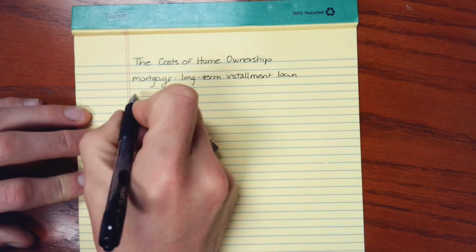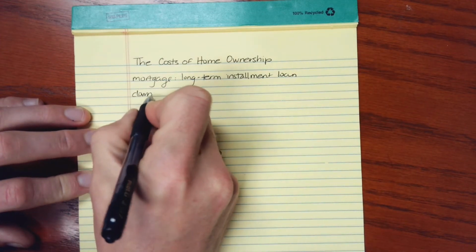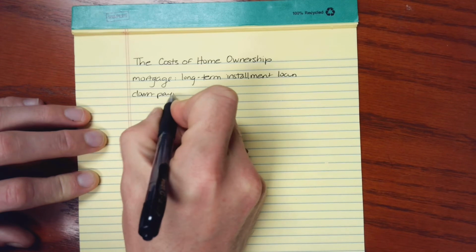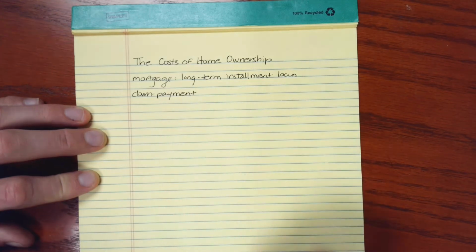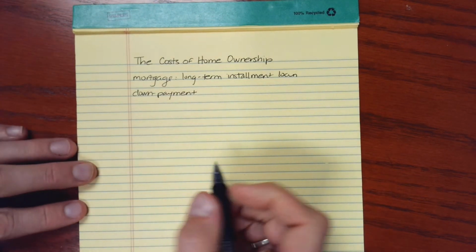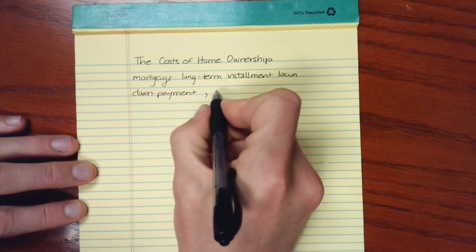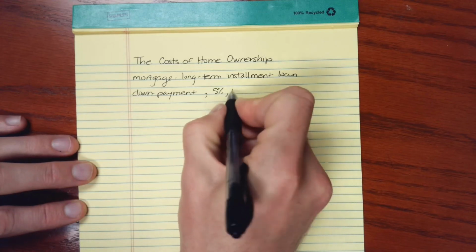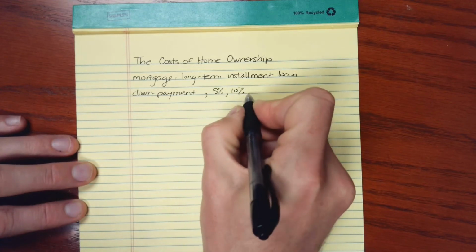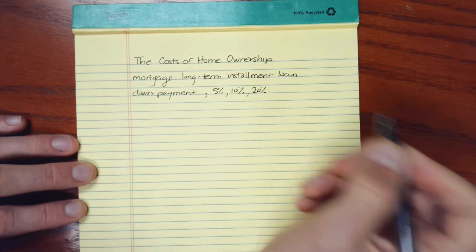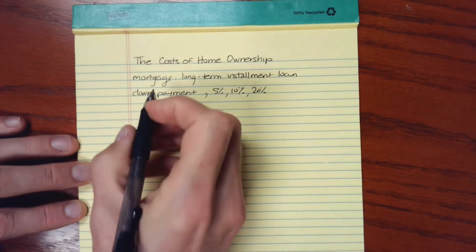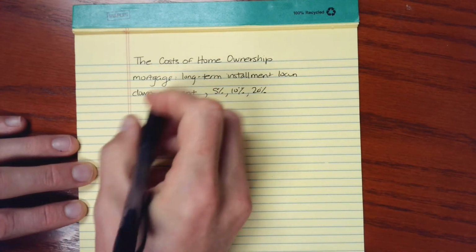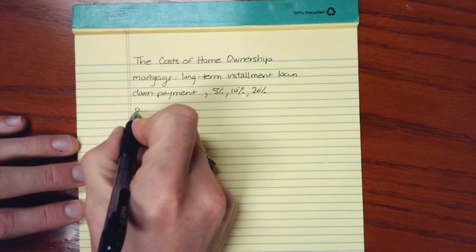Oftentimes they'll be required to make a down payment, which goes to the seller of the house and is often a percentage of the total price of the house, maybe 5%, 10%, or 20%. Those are just examples. And a mortgage sometimes involves points.